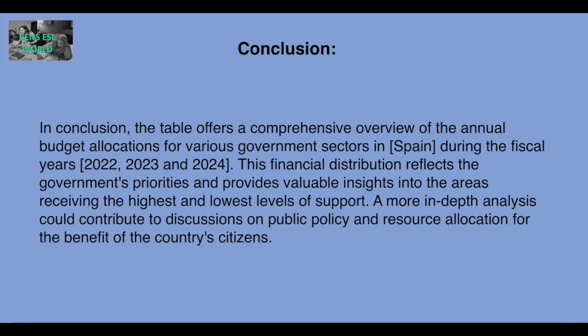Conclusion. In conclusion, the table offers a comprehensive overview of the annual budget allocations for various government sectors in Spain during the fiscal years 2022, 2023 and 2024. This financial distribution reflects the government's priorities and provides valuable insights into the areas receiving the highest and lowest levels of support. A more in-depth analysis could contribute to discussions on public policy and resource allocation for the benefit of the country's citizens.